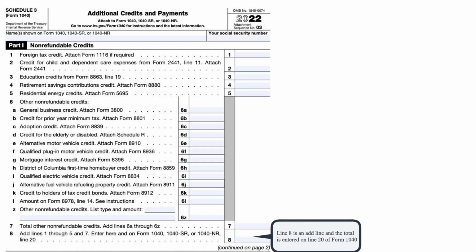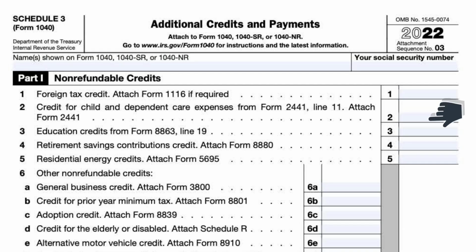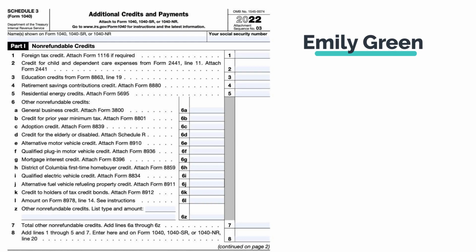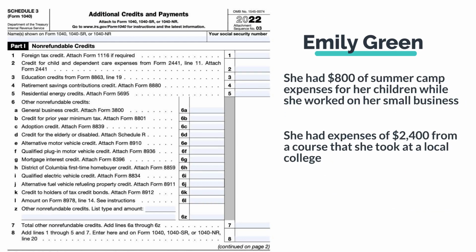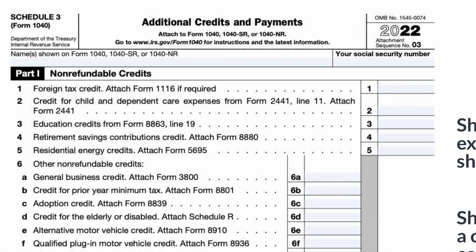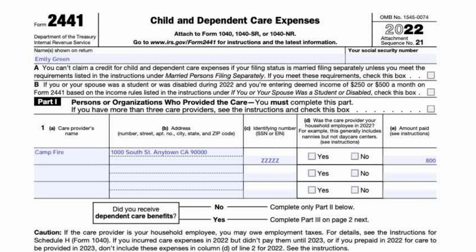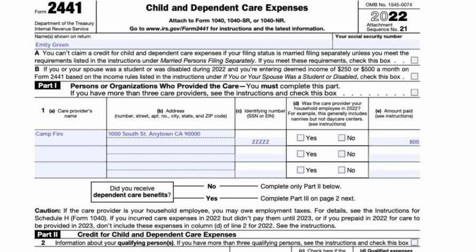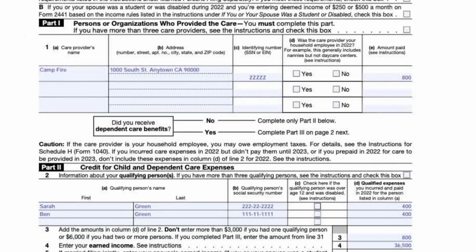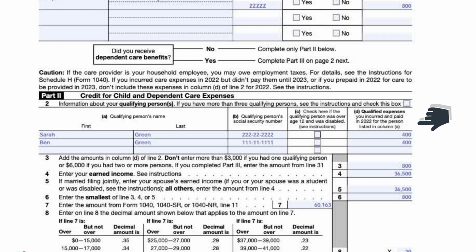So for line 2 of Schedule 3, which is for the credit for child and dependent care expenses, Amy had $800 of summer camp expenses for her children while she worked on her summer business. She will need to fill out Form 2441 in order to take advantage of this credit. Following along with this form, we will enter the care provider's information on line 1. On line 2, we enter the amounts that were spent for each dependent. On line 3, we enter the total of the child's care expenses.